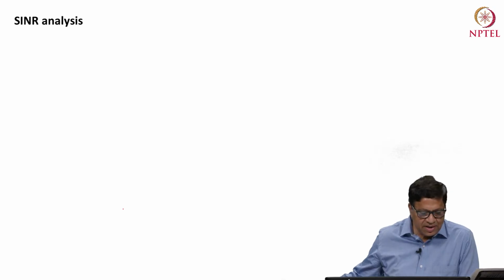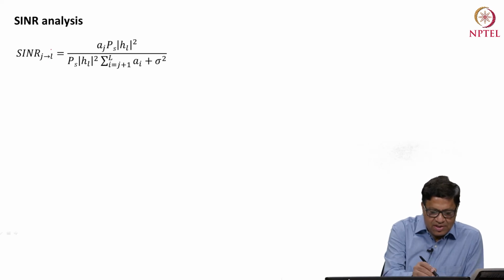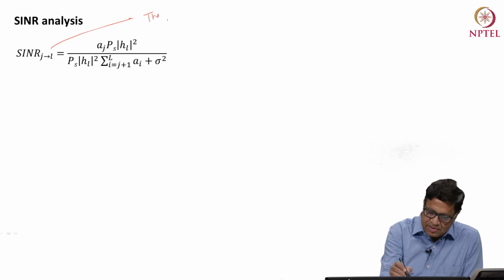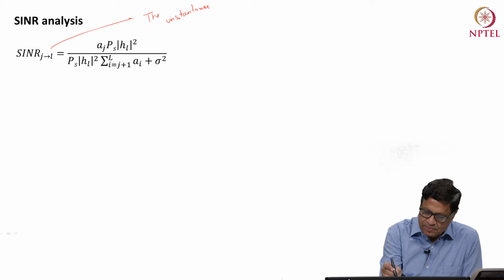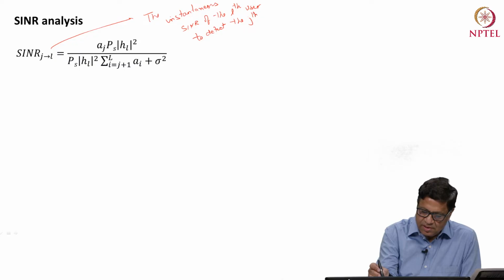Now let us do the SINR analysis. So SINR j to L, actually this is the instantaneous SINR of the Lth user to detect the jth user, and j is less than L and j is not equal to L.